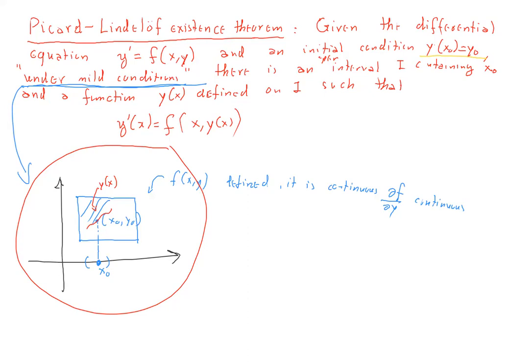So under these conditions, this solution is unique. If somebody else comes up with a different solution, at least over an interval surrounding x naught, there will be a coincidence between the two solutions. And this is something that is used all the time, pretty much.